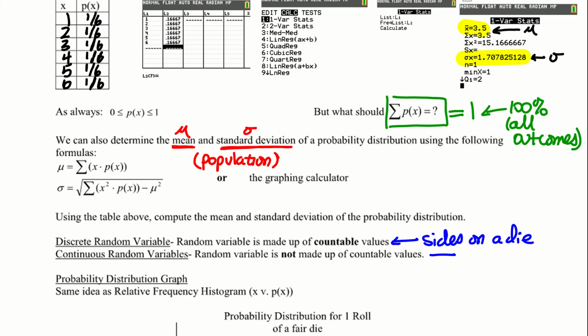Continuous random variables would be something like heights, weights, temperatures, anything that you would need some sort of measuring device to determine the value of. All right. If I can look at it and determine its value, then it's probably going to be discrete. If I need a measuring device, then it's going to be continuous.